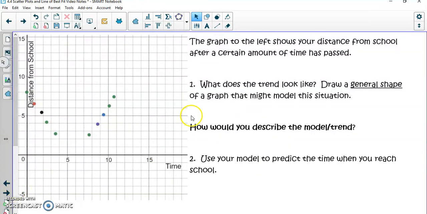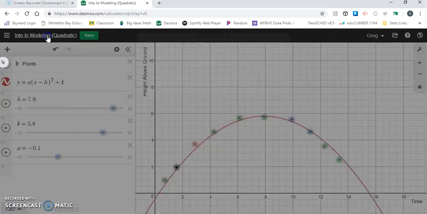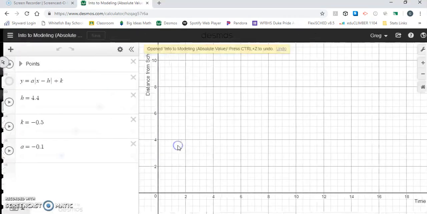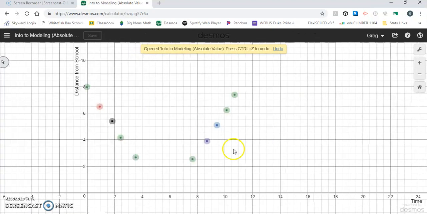Here's another relationship. The graph to the left shows your distance from school after a certain amount of time has passed. So we start away from school, we walk to school, we get there, and then later eventually we leave school or something like that. I have it on my computer just to make it a little more accurate. If I were to ask you, how would you connect those dots? What's the general trend or pattern there?